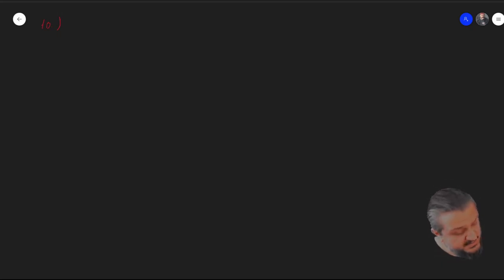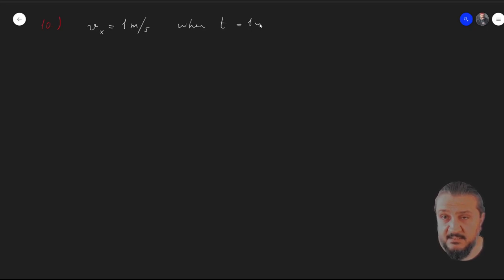Okay, let's see what it says. A car is speeding up and has an instantaneous velocity of 1 meters per second in the x direction, when a stopwatch reads 10 seconds. When t is 10, it has a constant acceleration of 2 meters per second square.